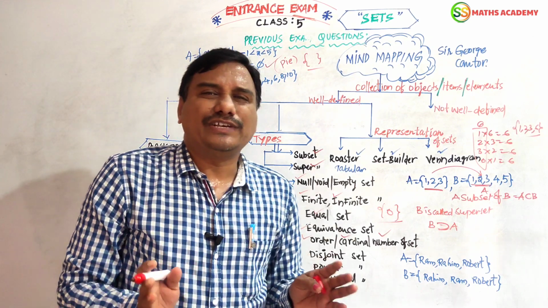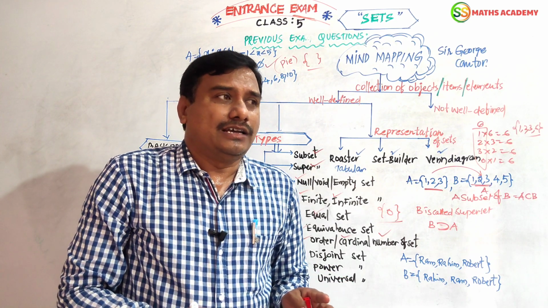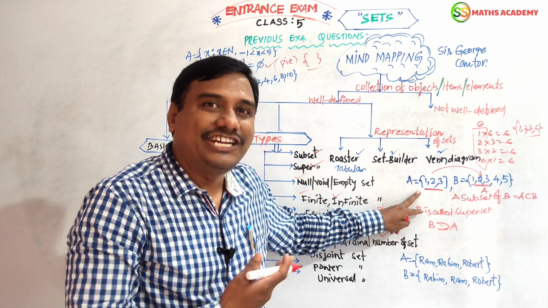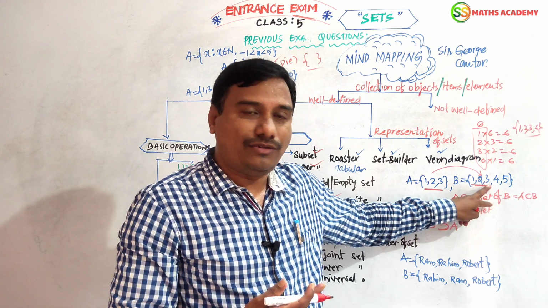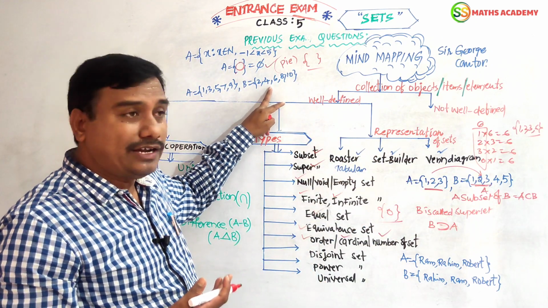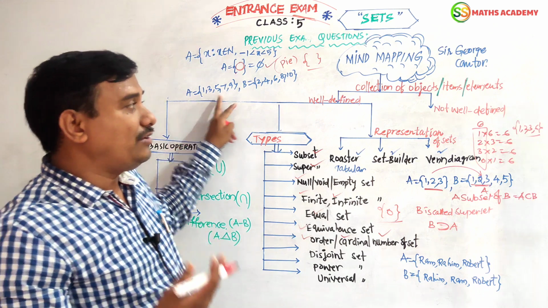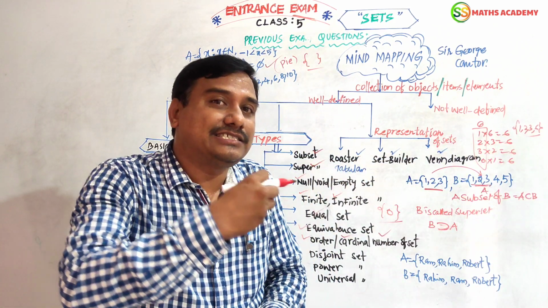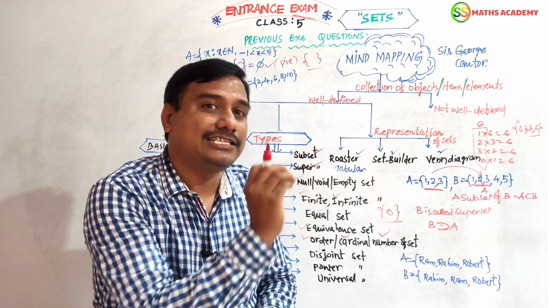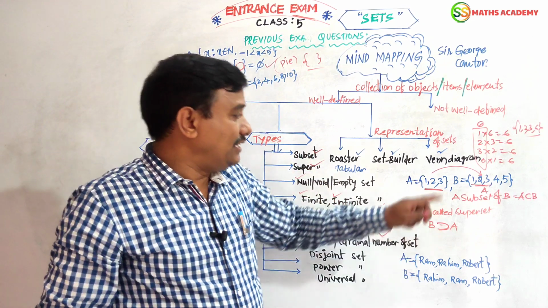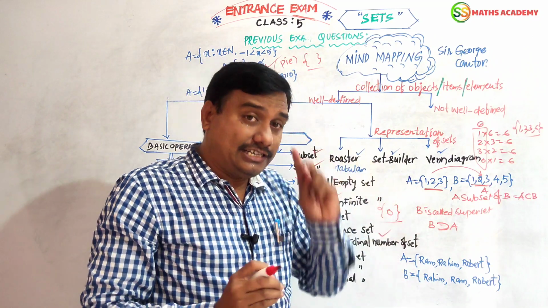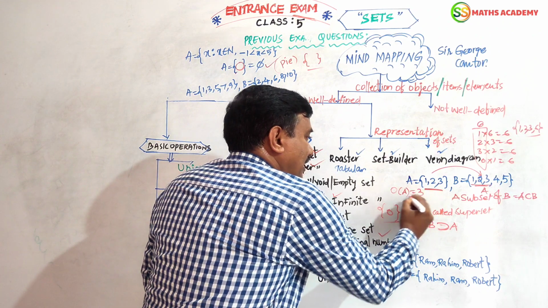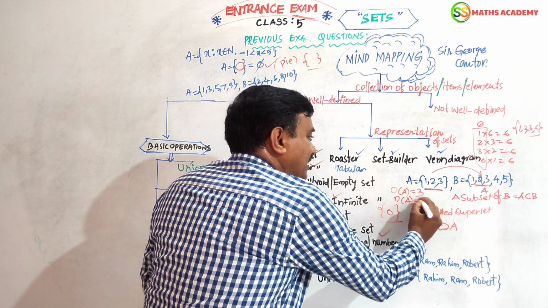Next, order, or cardinal number, or number of elements of a set. Simply, the order of a set. Natural number set here, what is the order of the set? 3. What is the order of this set? 5. What is the order of the set? 5. What is the order of the set? 4. It means how many elements the set consists of; that is called the order of a set. This set consists of 3 elements. That is the reason the order of set A is 3, or n of A equals 3, we can also say.